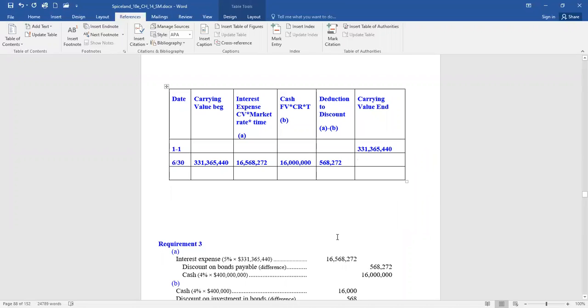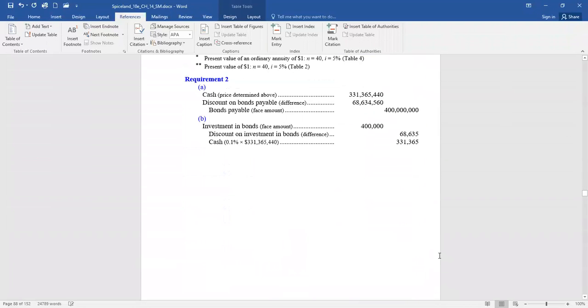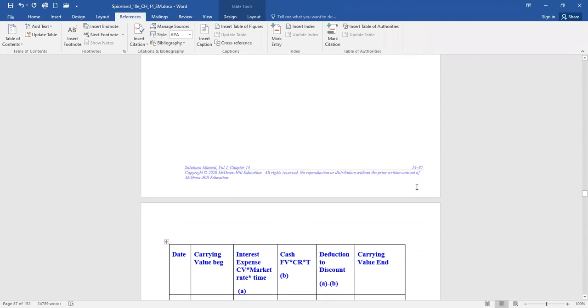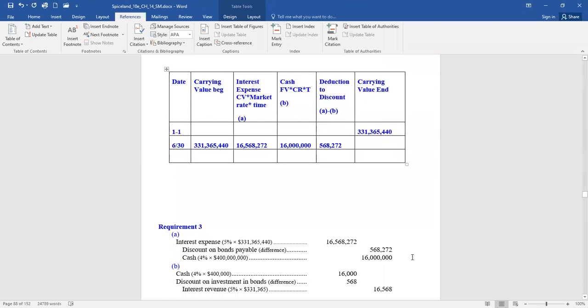Now, our discount on bonds payable, what I like to do is keep a T account of my discount and or premium. So up here, my discount account was initially debited for $68,634,560. What did I just do? I credit it for $568,272. So 68,634,560 minus 568,272.